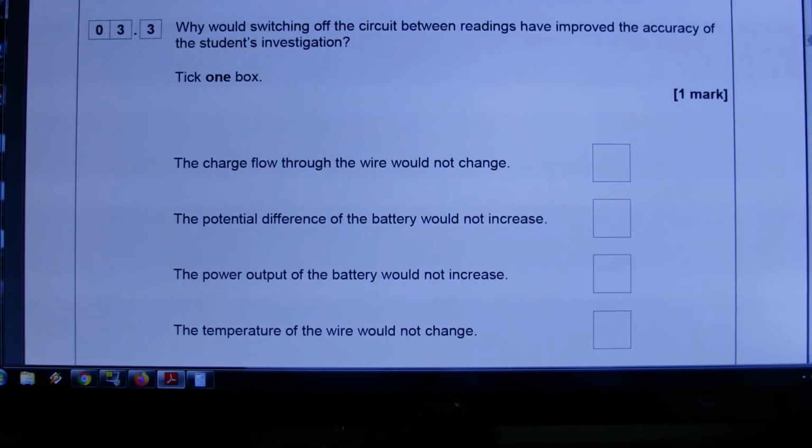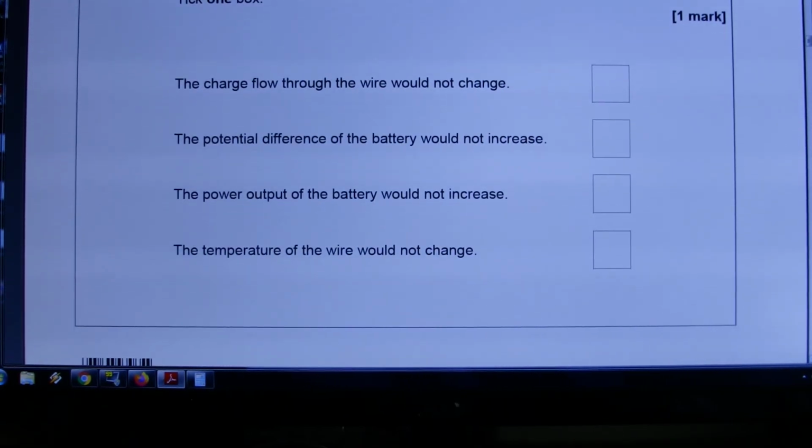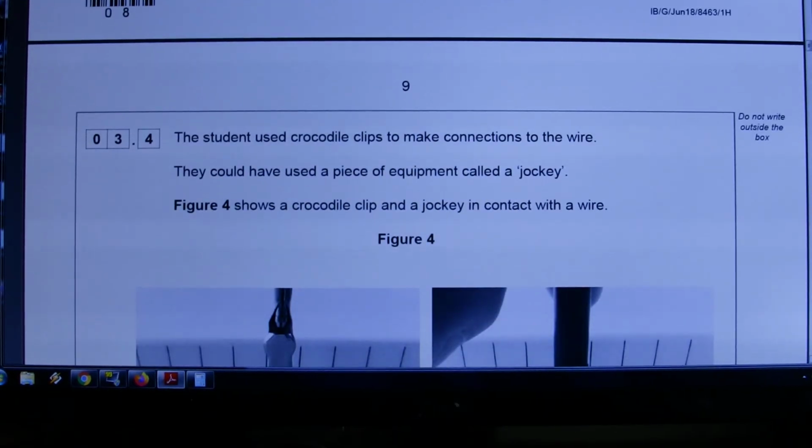Well, that's wrong. The potential difference of the battery would not increase. Why would the potential difference of a battery increase anyway, unless you're recharging it? The power output would not increase. The temperature of the wire would not change. There you go. But it would change. It'll cool down when it's switched off, and it'll heat back up when it's switched on. I'm still going for the temperature one, but it is going to change.